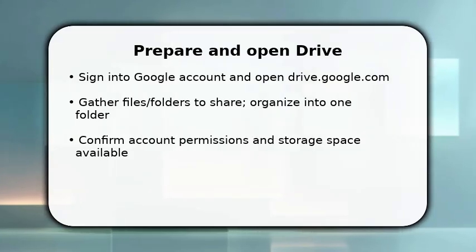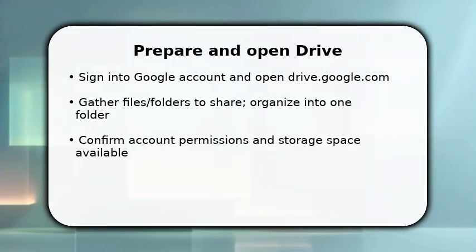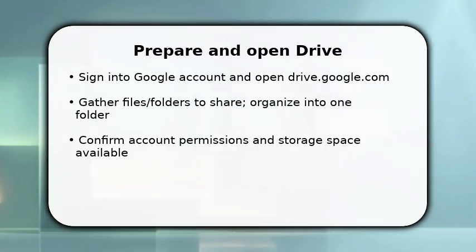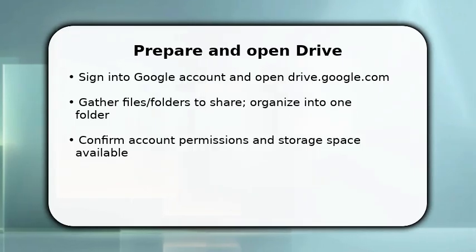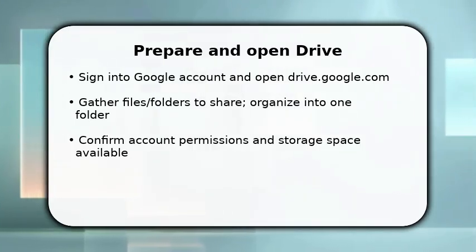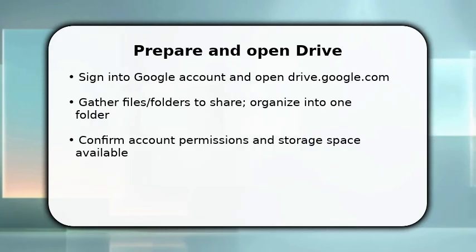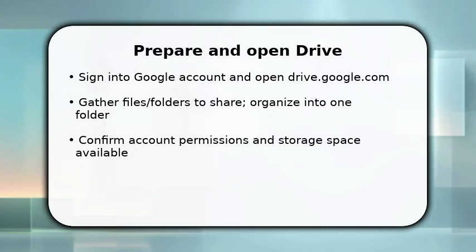You'll start by opening Google Drive and signing into the Google account that will host the files. Once done, collect the files and place them into a single, clearly named folder so sharing is simple. Make sure you have enough storage and that no file is blocked by policy. This avoids later errors. Then right-click the folder, choose Share, and prepare to set link access. This step moves you from setup to actionable sharing in one flow.